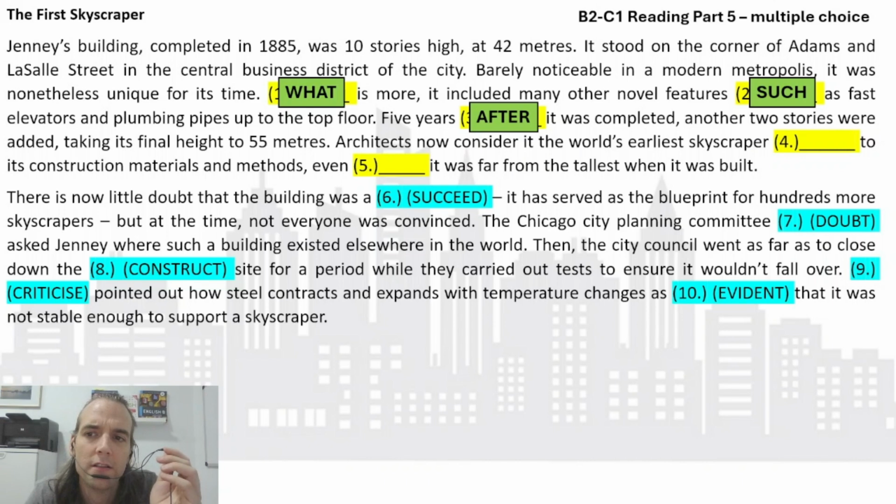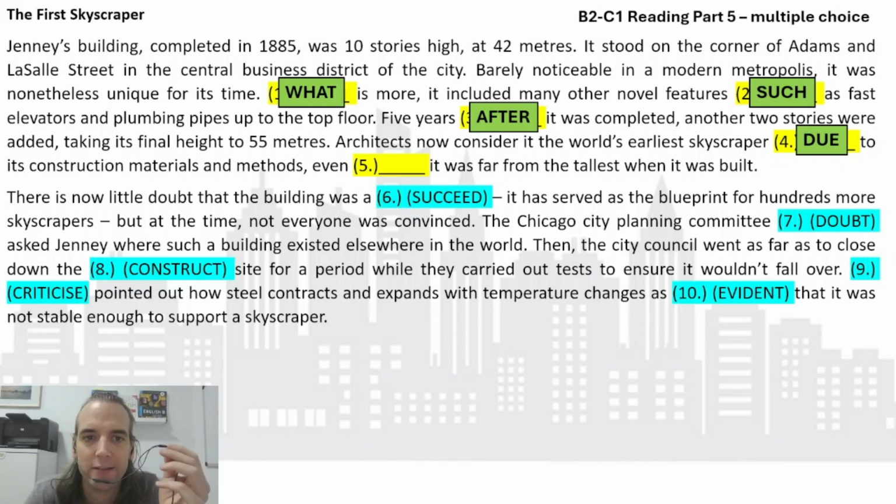Number 4. Oh, why is it the world's earliest skyscraper? Due to, or you could say owing to, or maybe thanks to. But due to and owing to do sound a bit better. Thanks to is almost a positive way of saying why something happened. This is more just the direct consequence.